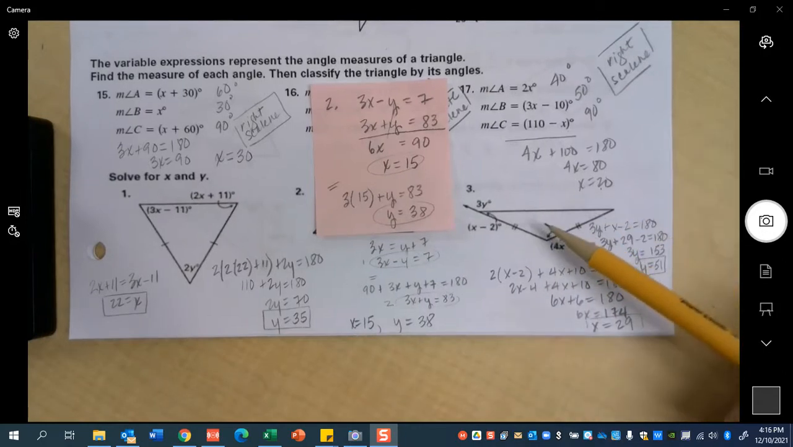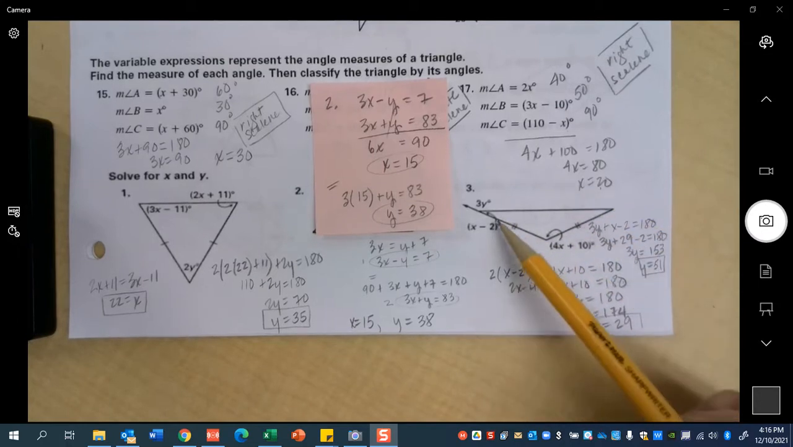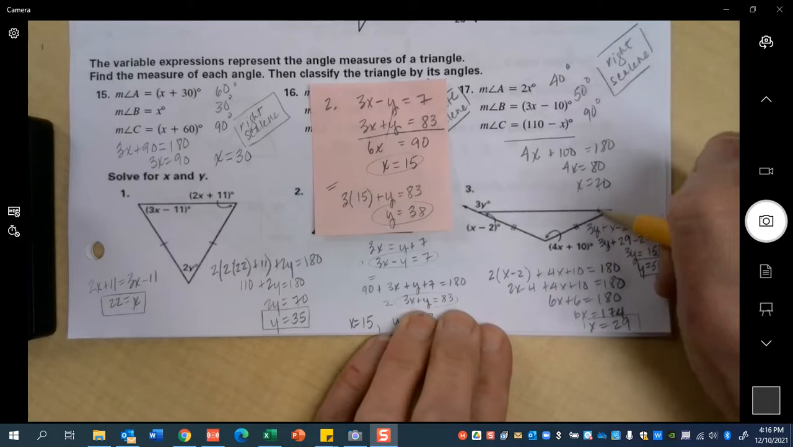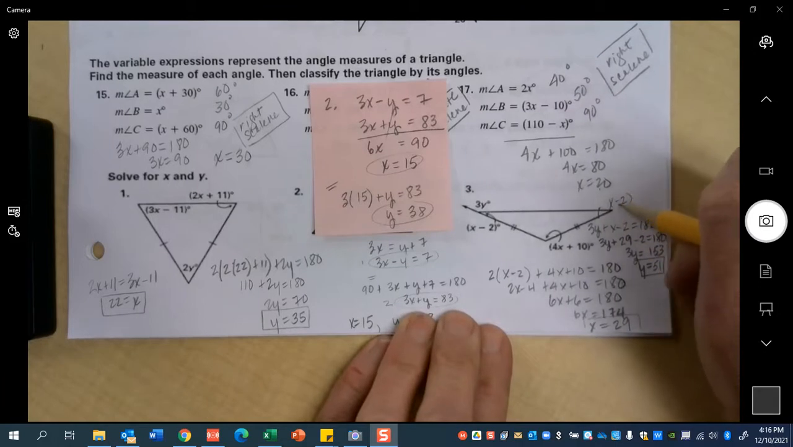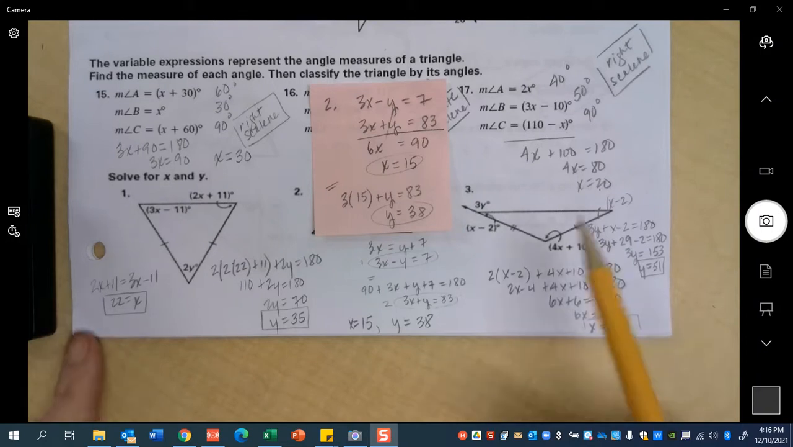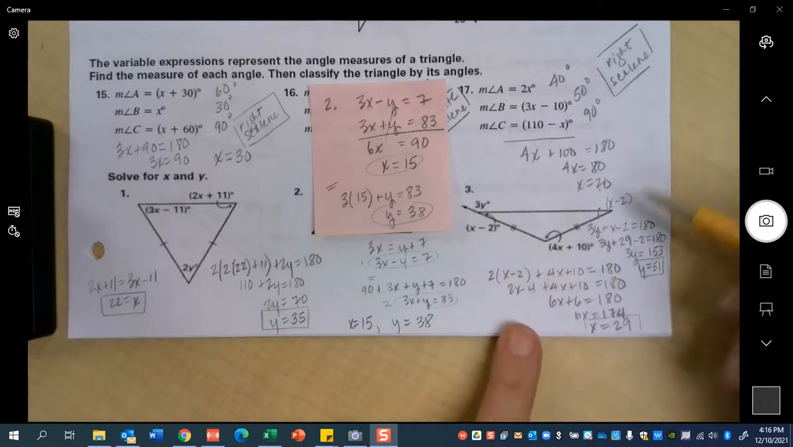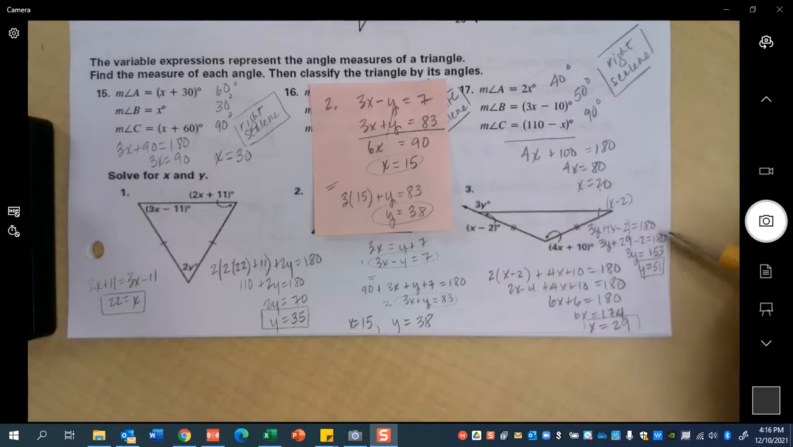Over here, again, I have an isosceles triangle. So I know that twice x minus 2, because this angle here is also x minus 2. Twice x minus 2 plus 4x plus 10, that's equal to 180. I was able to solve and get a value of 29 for x. And then I plug that in to this equation here, 3y plus x minus 2. Here's my x minus 2 is equal to 180, and I get y has a value of 51.